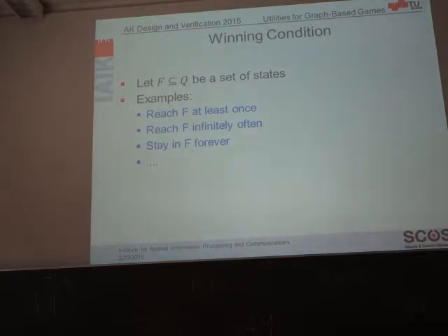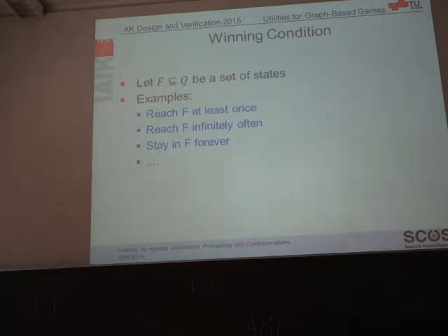Initially I also said that a game consists of 2 parts. First we have a graph, which basically kind of defines the rules for the game. And second, we also have a winning condition defined on this graph. Now there are different kinds of winning conditions that we can have on such a graph. Usually these winning conditions are defined via a certain set of states. And a winning condition may be, for instance, to reach a certain set of states at least once.